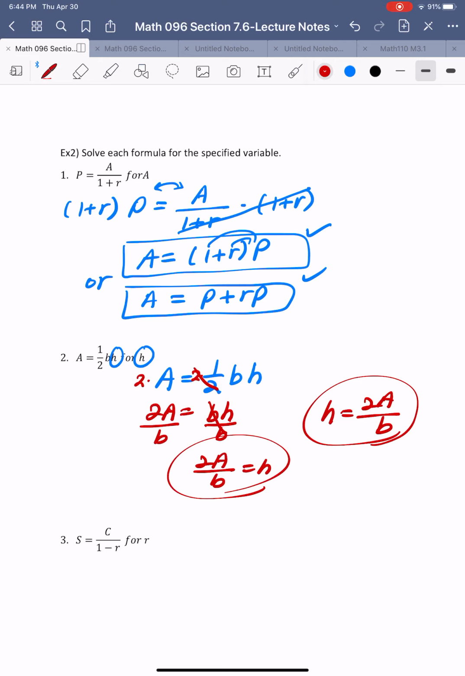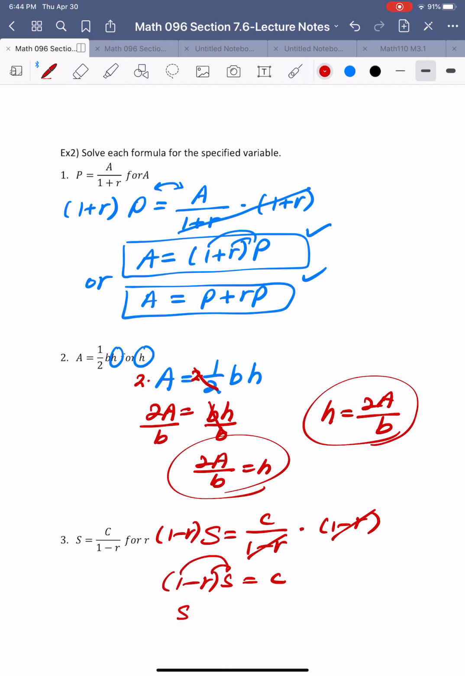Alright, we're going to solve for r. S equals c over 1 minus r. First, I need to multiply by 1 minus r on both sides to cancel the denominator. So I get 1 minus r times s equals c. But I'm solving for r, so I need to distribute the s: s minus rs equals c. In order to solve for r, subtract s from both sides. I get negative rs equals c minus s. Then divide by negative s on both sides, and the negative and the s cancel. Now you get r equals c minus s over negative s.